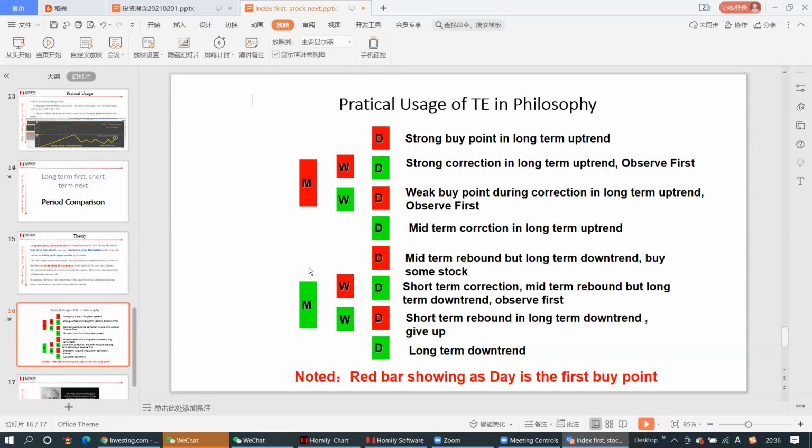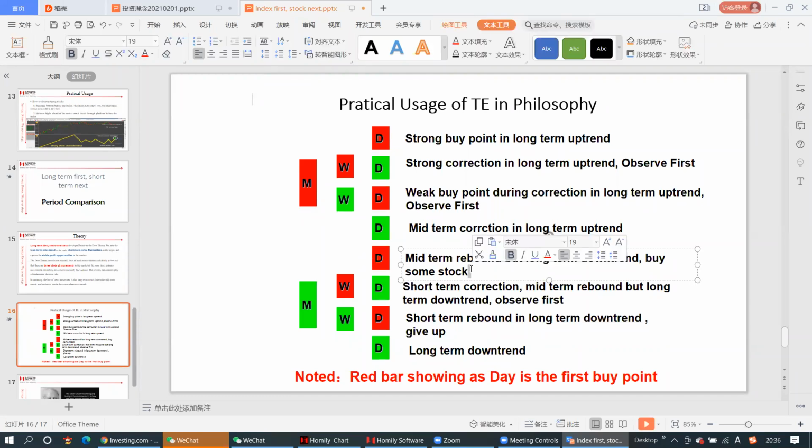Another possibility is our month is showing green, which for the TE is like a downtrend. So the month is green, the week is red, and the day is red. You can do it just for a rebound. You can buy some shares only, because like we always say, when we buy, we cannot go all in.